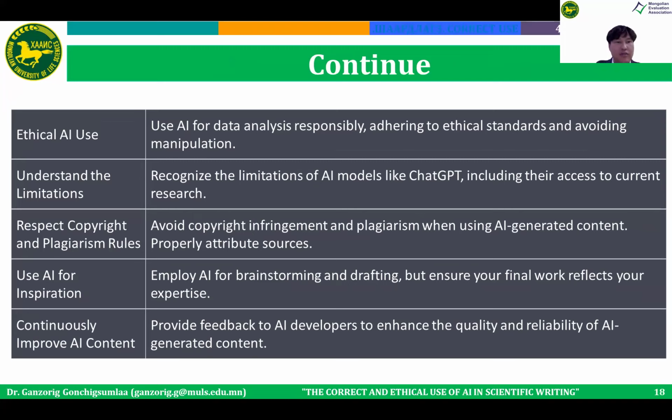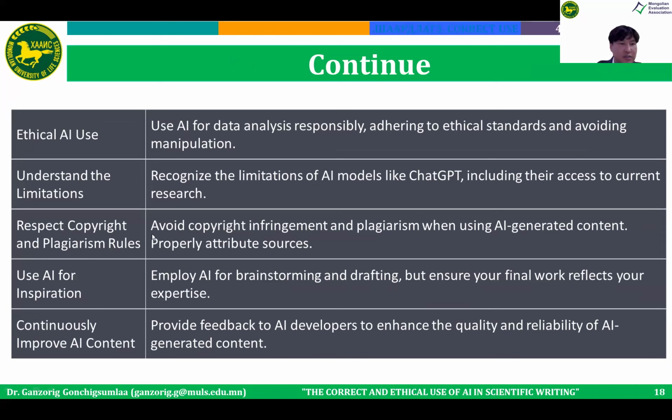And also you have to understand the limitations, because AI is not God. It's a kind of machine that you shouldn't trust. There are some disadvantages I already mentioned in one of the first slides, so if you understand the limitations, then you don't have to rely on AI all the time.